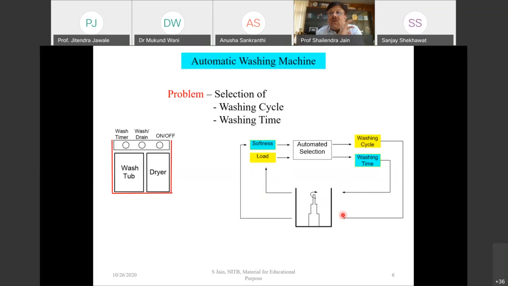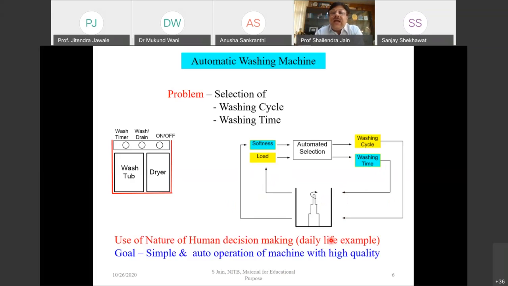So in fact, what is happening here, we are programming the machine. In a fully automatic washing machine, what will happen? Load the machine, switch on the power, and forget everything. Your machine will take all the decisions: how much water to be added, how many wash operations are required, what is the soaking time, what is the rinsing, how many times rinsing is required, whether twice or thrice, and how much water. That is the most important thing, that we need to control the water.